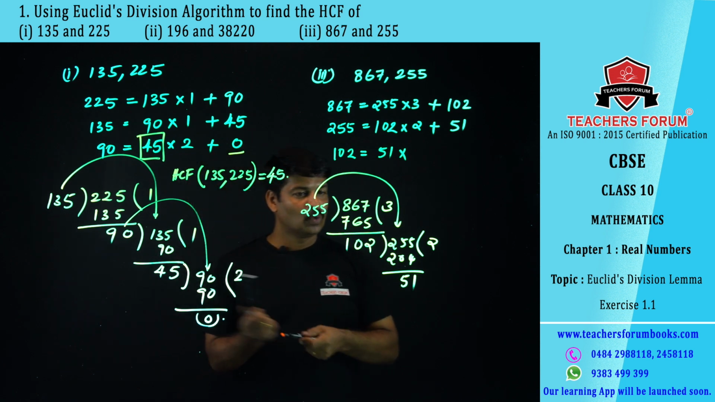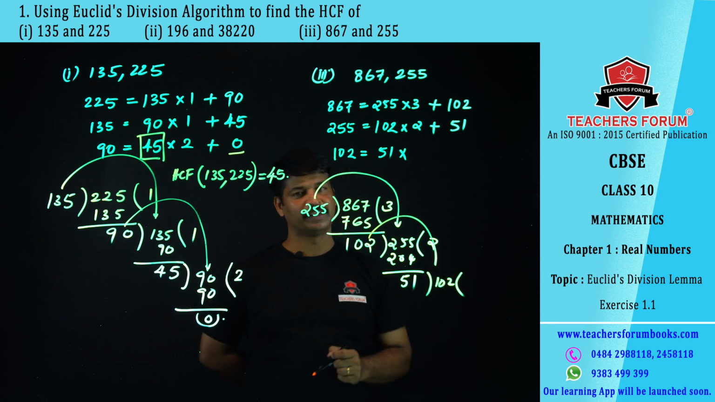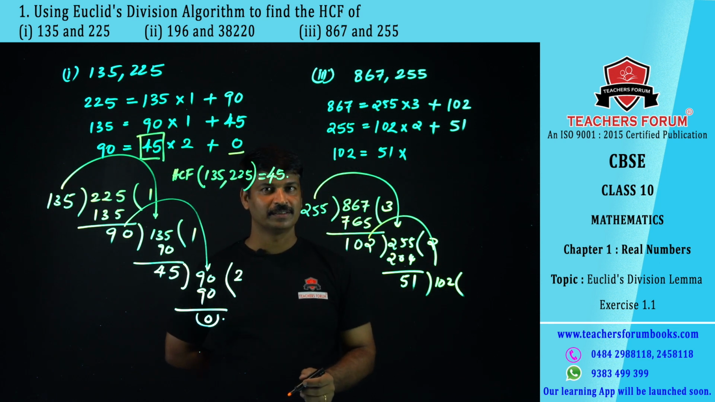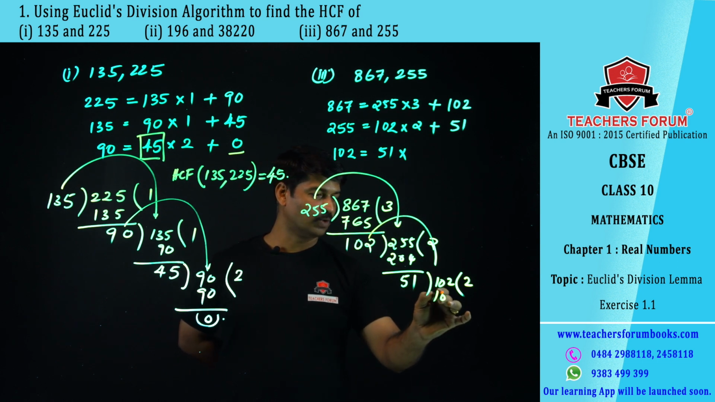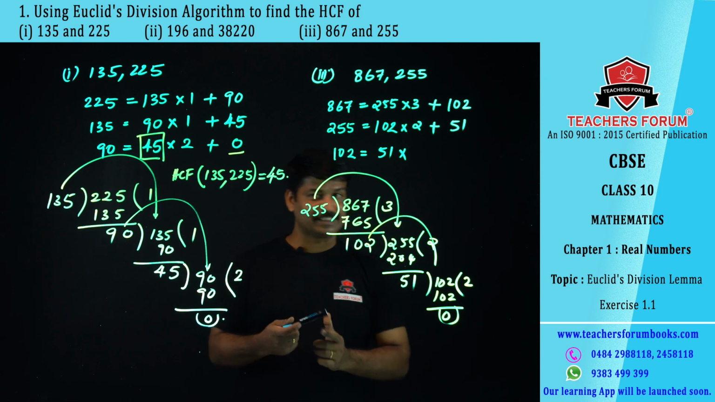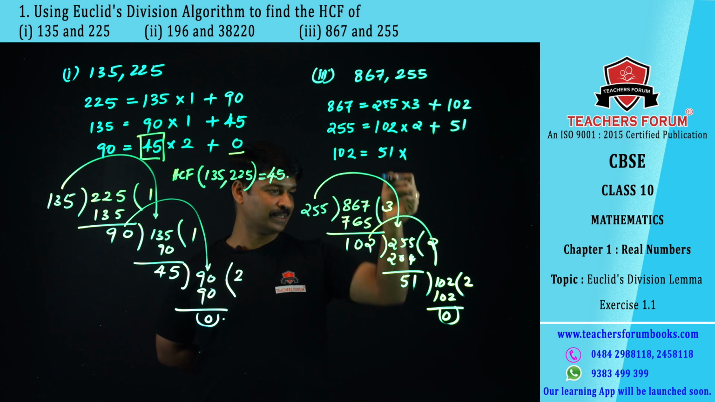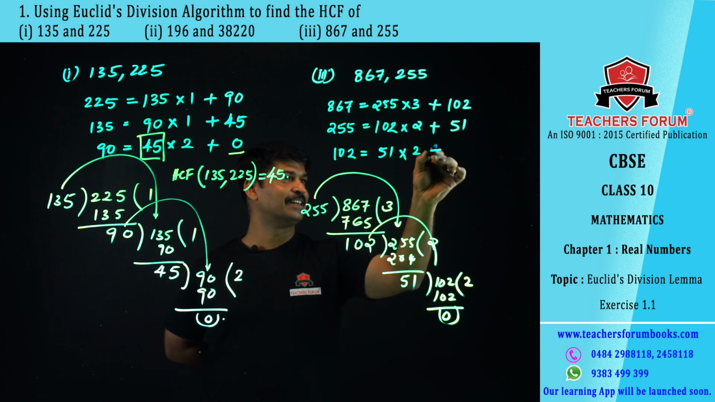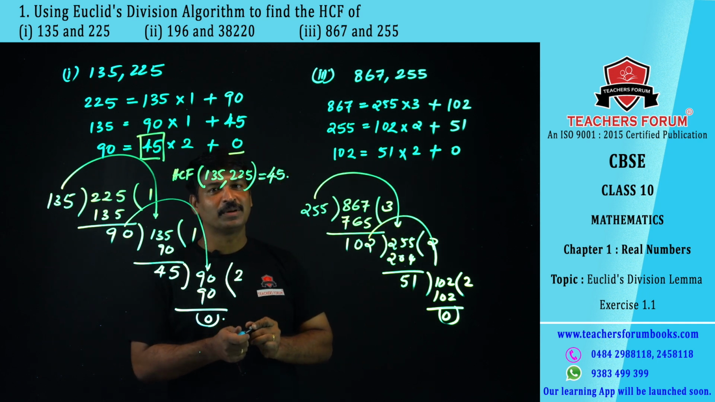Now let us divide 102 by 51. 51 goes, yes, twice. 2 into 51 is 102, the remainder becomes 0. So how can you write this step? This step can be written as dividend, that is 102, is equal to divisor into quotient plus the remainder. Remainder is 0. See, here the remainder becomes 0.